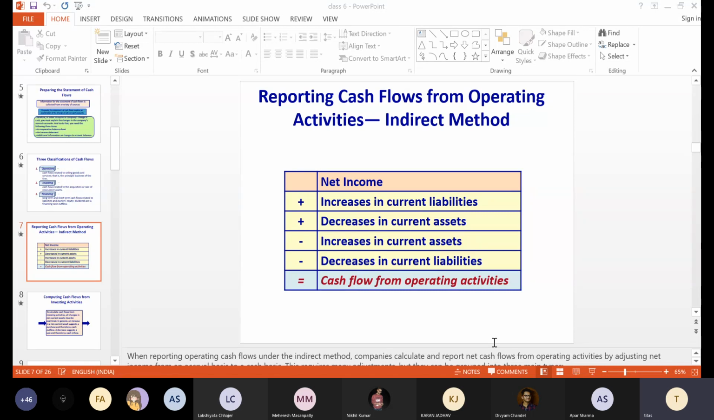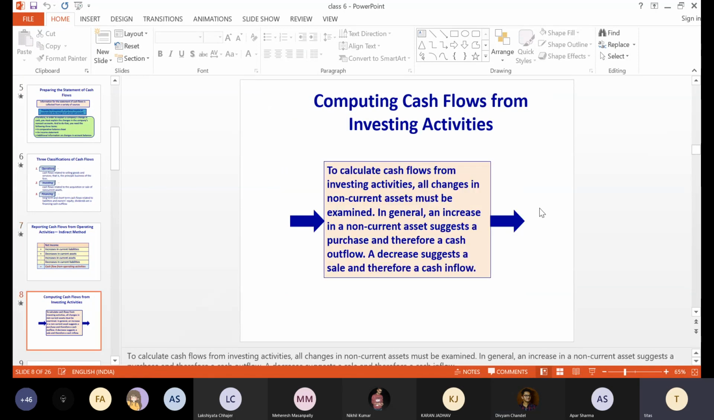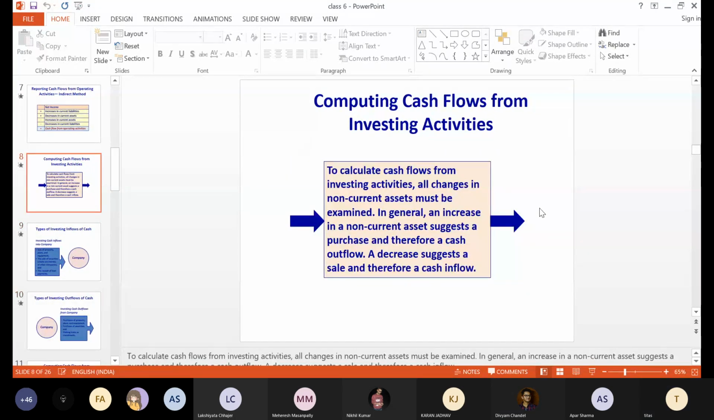Now let's move to the investing activity. Where will we go to find it out? Balance sheet. Fixed asset changes and all. I'm showing you the slides. I think that will be easier for you. Investing activity: non-current asset side of the balance sheet, fine. Nowhere else will you find the investment activities. Only in the changes in the long-term assets, that gives you the status of the investment activity. Just go to the balance sheet and you will have the idea.